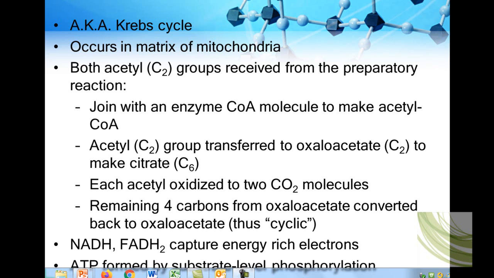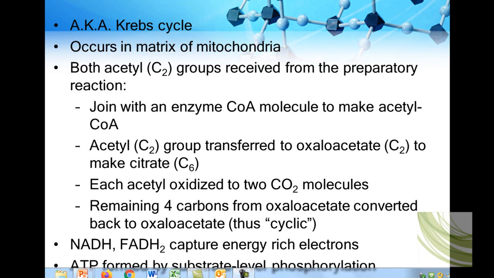Now, let's think about this. In glycolysis, we took a single molecule of glucose and we split it into two pyruvic acid molecules. Those two pyruvic acid molecules were converted into acetyl coenzyme A molecules. So each acetyl coenzyme A molecule spins the Krebs cycle once. That means for every molecule of glucose burned, it will spin the Krebs cycle twice.